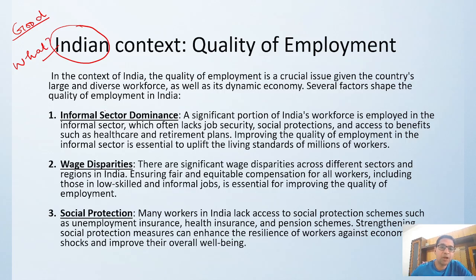First is informal sector dominance. More than 60 to 70% of our labor force is working in the informal sector. That means they lack job security, they lack social protection, and they are not getting proper access to benefits like healthcare, education facilities, and retirement benefits. So they are all working in an informal setting.